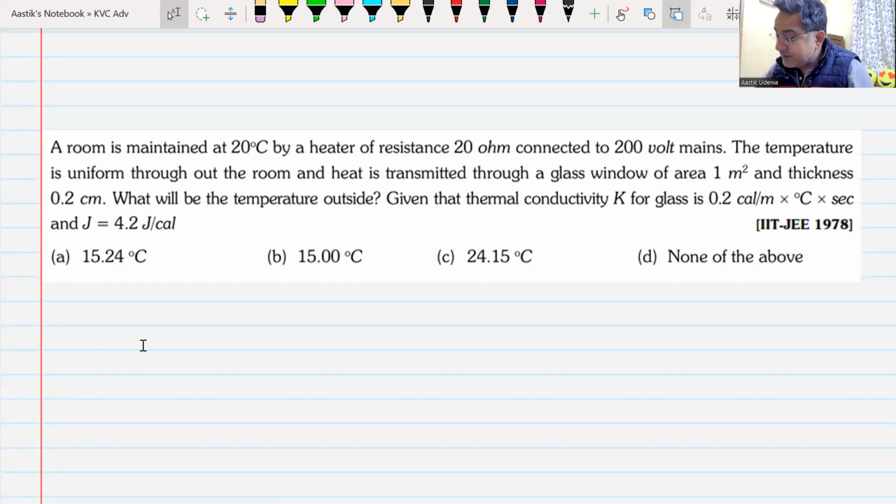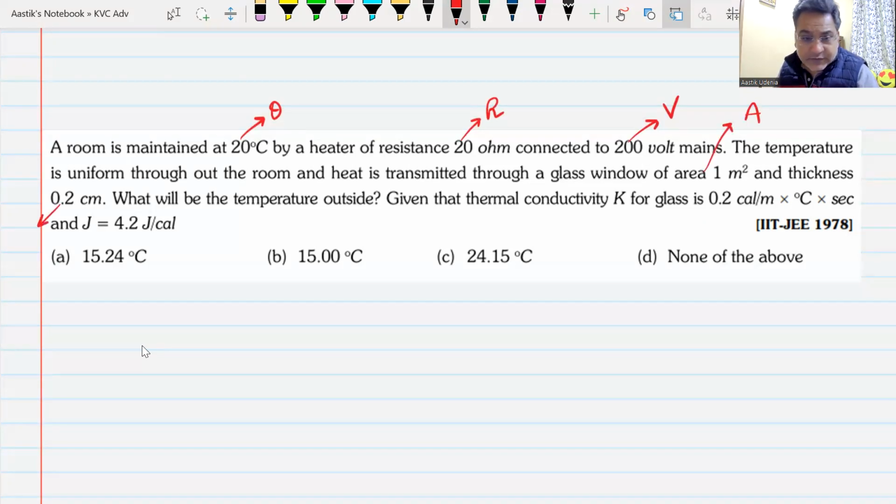The room is maintained at a temperature of 20 degrees Celsius. You can call that temperature theta. The heater has resistance, you can call this R, and voltage V. The area of the window is A. The thickness of the window is, let us say, L. What is the temperature outside? K is given as K, and J is known as the mechanical equivalent of heat. It is used to convert heat from calories to joules and from joules to calories. Let's see if you can give me the answer in this form.